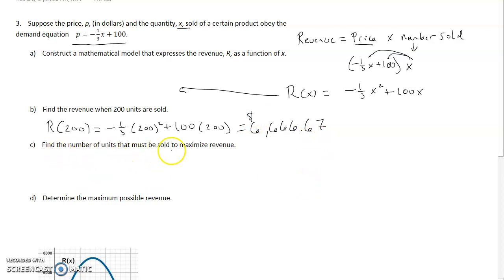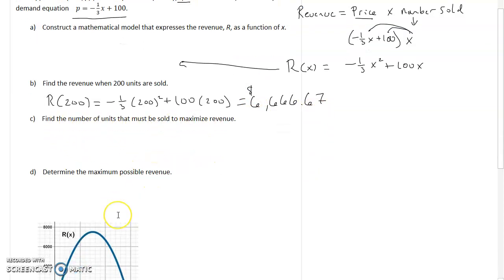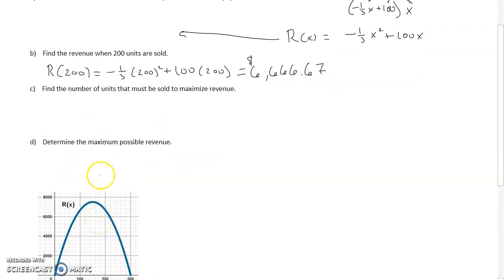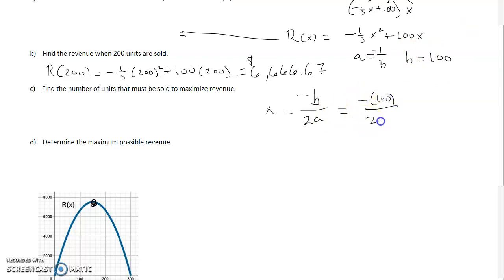Find the number of units that must be sold to maximize the revenue. When we're thinking about maximizing or minimizing, we are looking for a vertex. We're looking for the top of this parabola. To find a vertex, we use the vertex formula, -b/2a. A is the coefficient in front of the x squared term, which is -1/3, and b is the coefficient in front of the x term, which is 100. So I get -b over 2a, so -100 over 2 times a, which is -1/3.